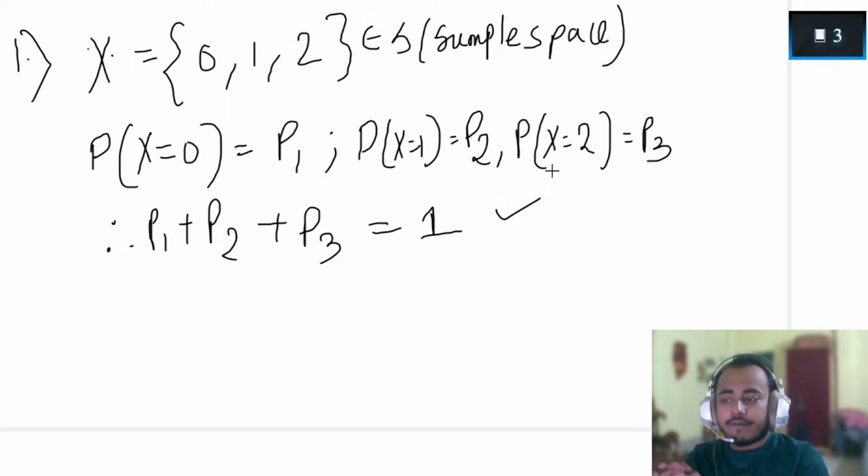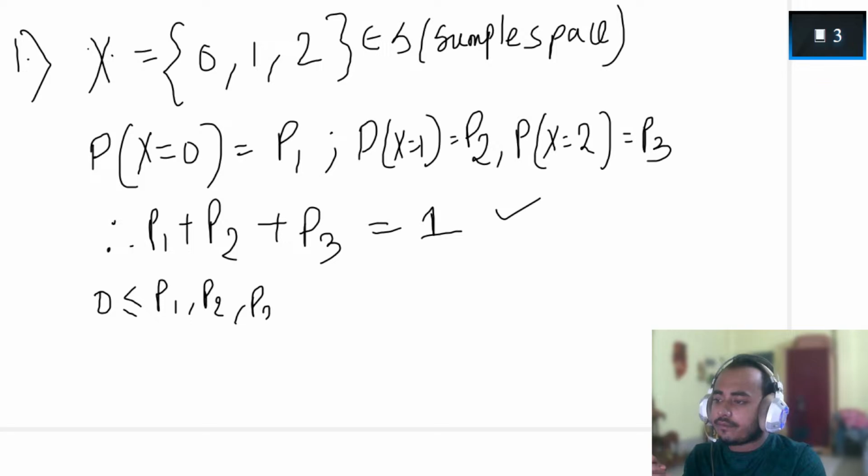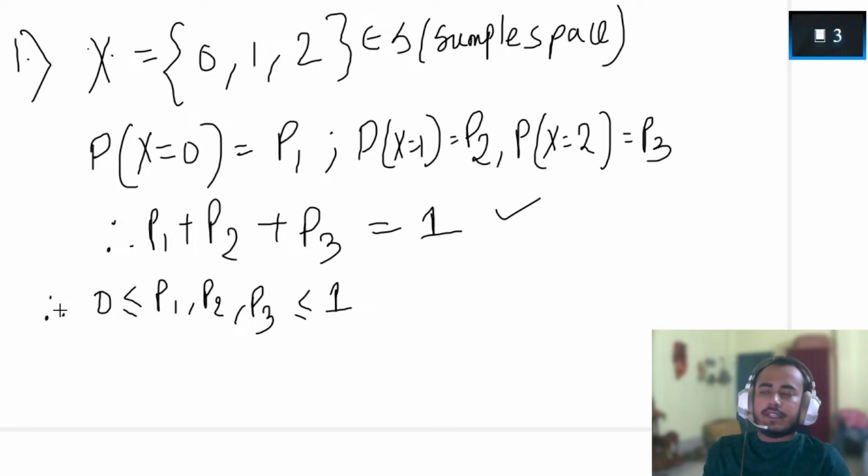If this is the case, we must have p1 plus p2 plus p3, that is the sum of all these probabilities, as 1. Also, we must have 0 less than or equal to p1, p2 or p3, less than or equal to 1. So these are the two conditions that must be satisfied in order for us to have a variable which can be successfully called a random variable. So this is how a random variable works.